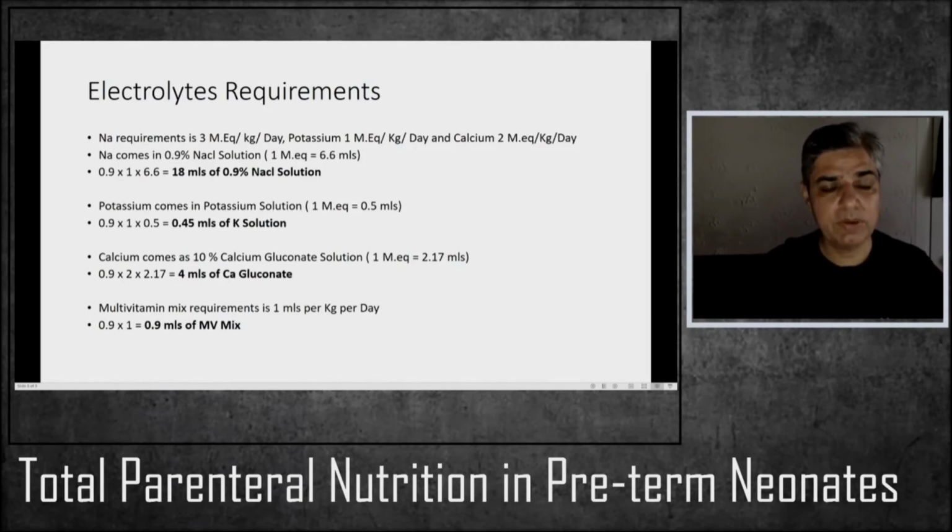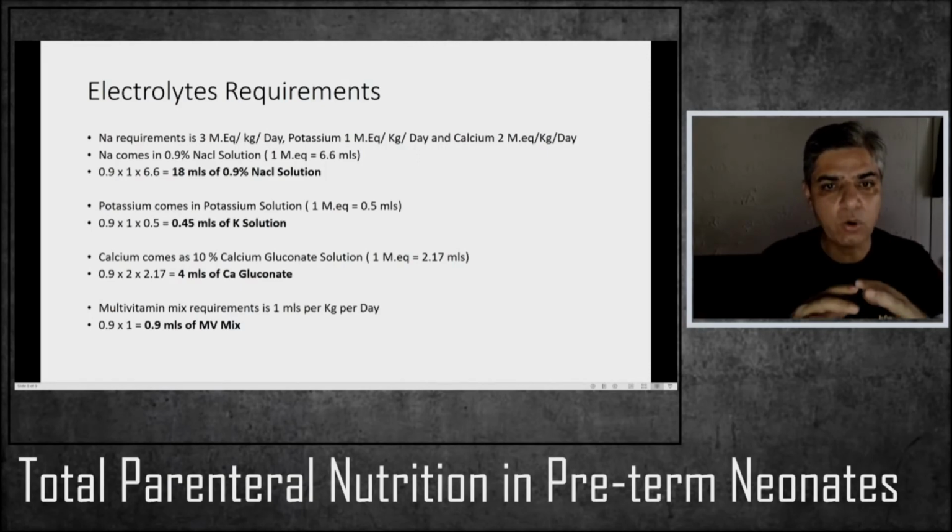So for this baby who weighs 900 grams or 0.9 kilogram, we need 18 mils of 0.9% sodium chloride solution. We need 0.45 mils of potassium solution, and we need 4 mils of calcium gluconate along with 0.9 mils of multivitamin mix. So by this stage, we have calculated the amino acid requirements. We have calculated the lipid requirements, and we have calculated the electrolytes and the multivitamin requirements.